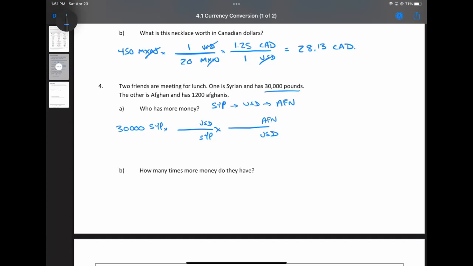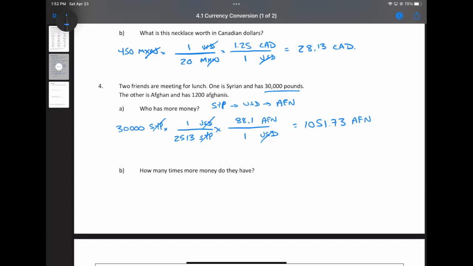Okay, so the equivalency here for Syrian pounds is that 1 US dollar is equal to 2,513 Syrian pounds. From there, 1 US dollar is equal to 88.1 Afghan Afghanis. So if we cancel out the SYP and the USD, we'll take the tops, multiply 30,000 times 1 times 88.1, divide by the bottom, 2513, and we're left with 1,051.73 Afghan Afghanis. So the Syrian has that many Afghan-Afghani equivalents.